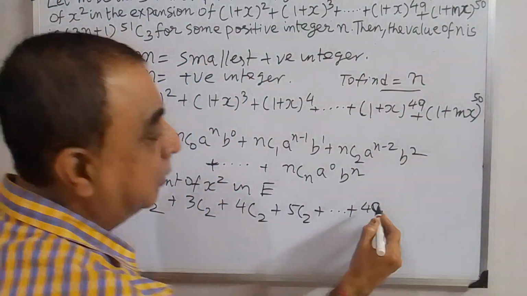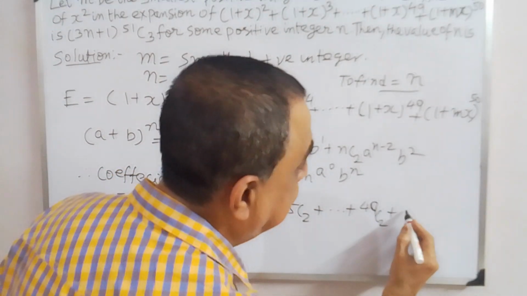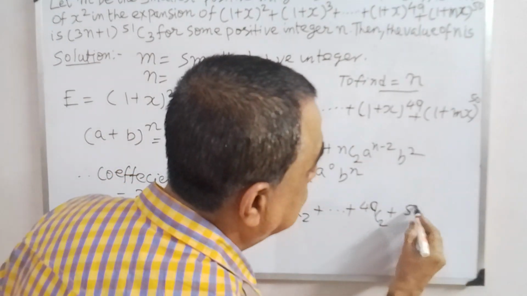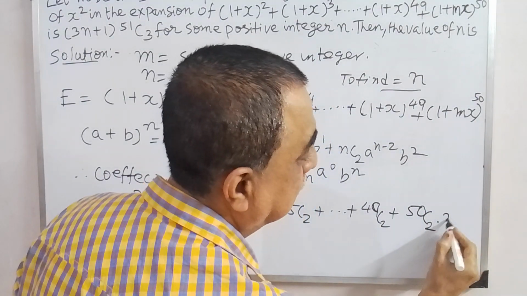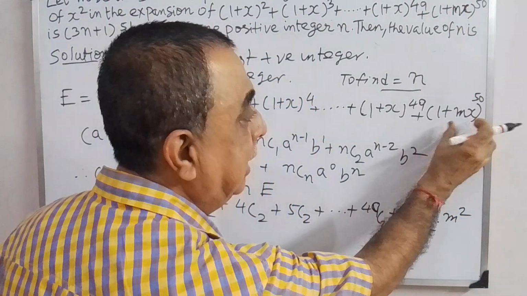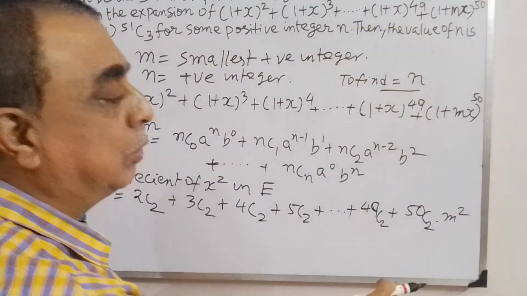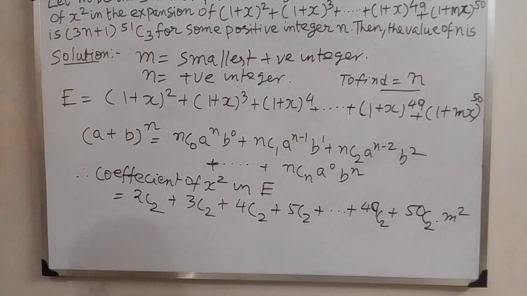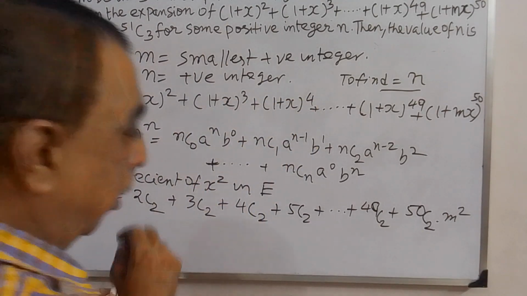Okay, and for this, what will be the coefficient of x squared? So this will be 50C2 into m squared, because this will be (mx) whole squared. So the coefficient will be m squared also, 50C2 into m squared. Okay, now see here, this is the coefficient of x squared in the expansion.